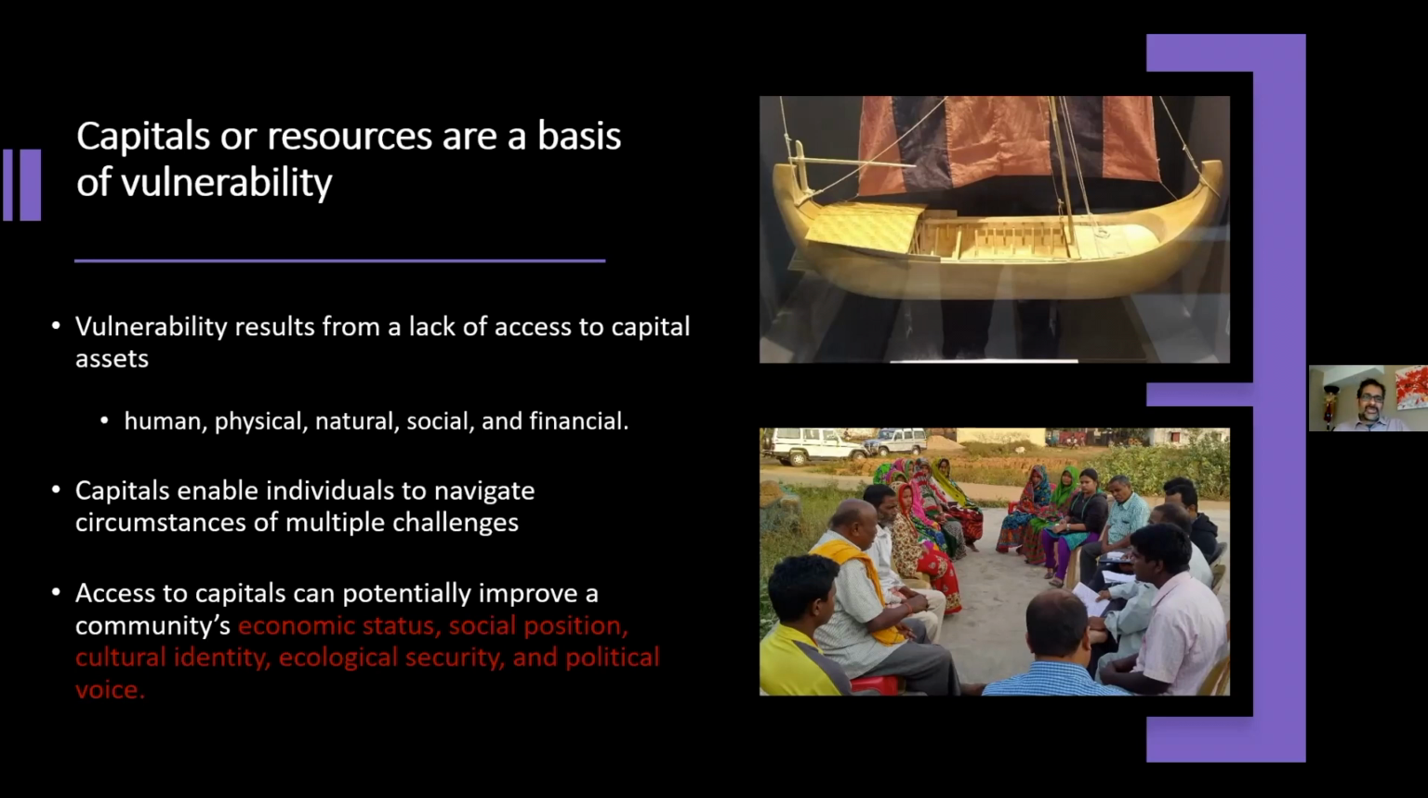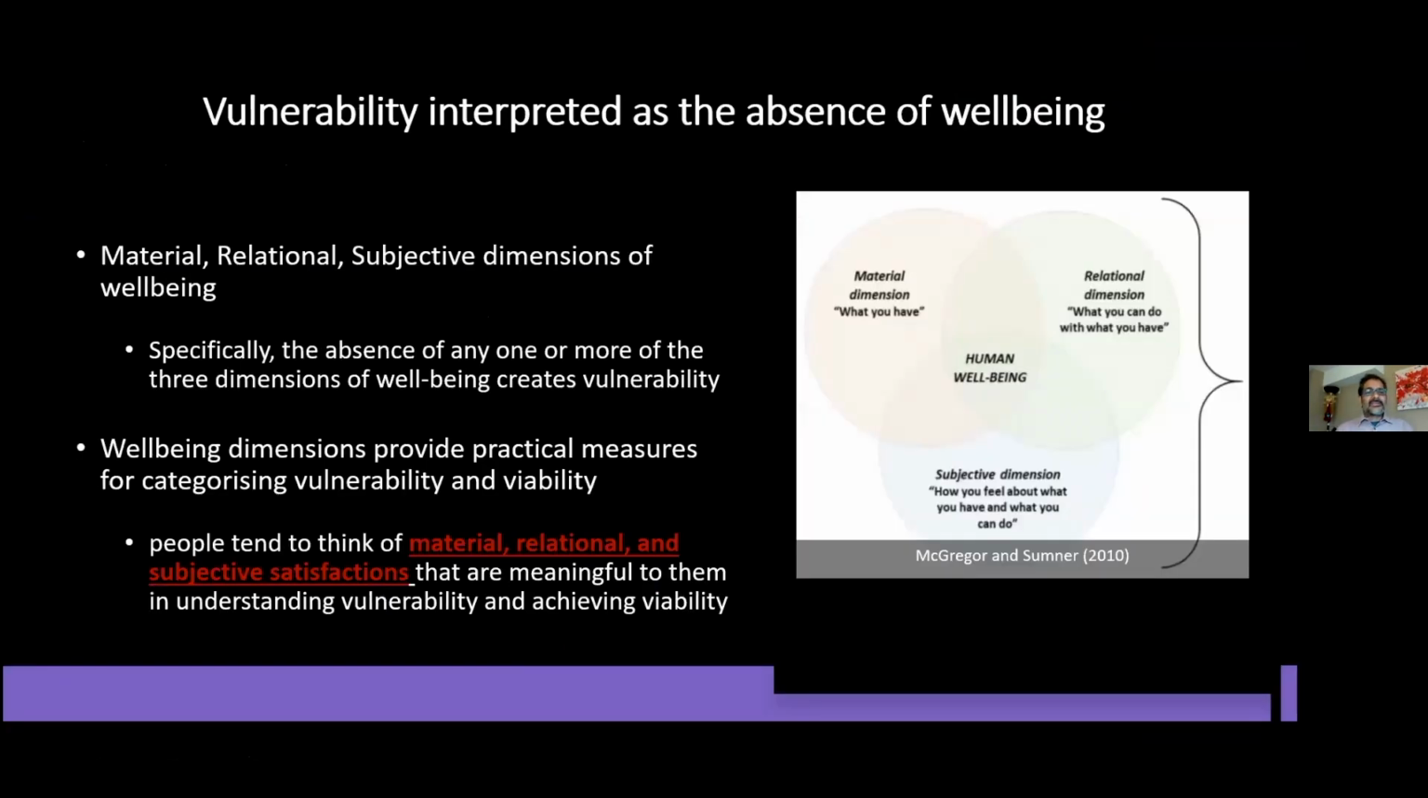So the crux of the argument here is, can we look at the levels of capitals and the interaction of small-scale fishers with these capitals to understand their levels of vulnerability, their economic status, their social position, their cultural identity, ecological security, and political voice and decision-making power? All of these things would signify the level of capital and the way people can interact to make the most out of it. The third one is well-being, which my previous speaker, Derek Armitage, has already spoken to.